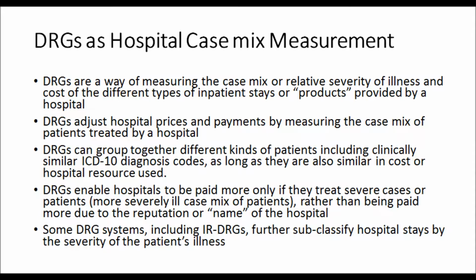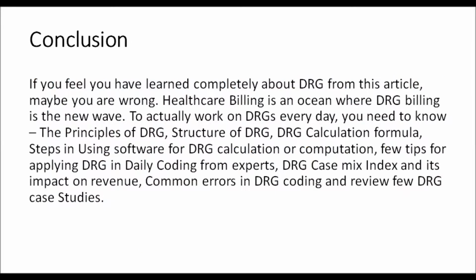DRGs enable hospitals to be paid more only if they treat severe cases, a more severely ill case mix of patients, rather than being paid more due to the reputation or name of the hospital. Some DRG systems, including IR-DRGs, further subclassify hospital stays by the severity of the patient's illness.